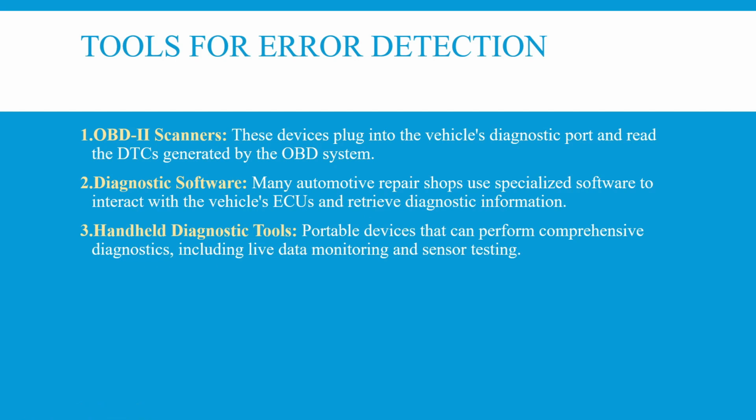There may be some portable devices, like your mobile phone or tab, which can perform a comprehensive diagnostic of the entire vehicle, including live data monitoring and sensor testing. So these are the three types of tools. One is the standard OBD scanner, the second one is specialized diagnostic software, which is developed by a particular repair shop or service provider, and the third one is a handheld diagnostic tool like a mobile phone or tab.